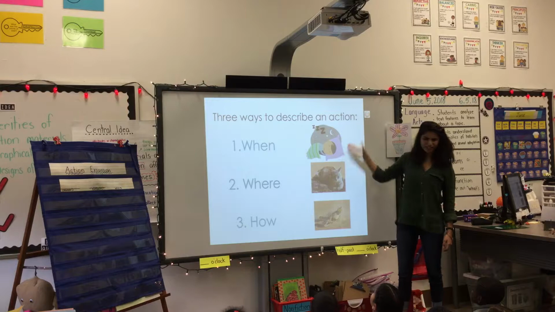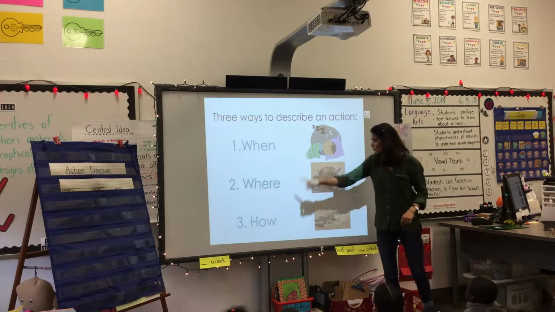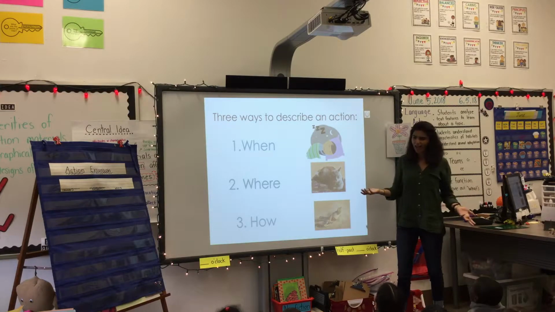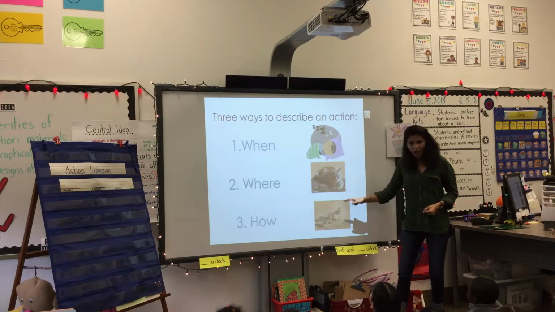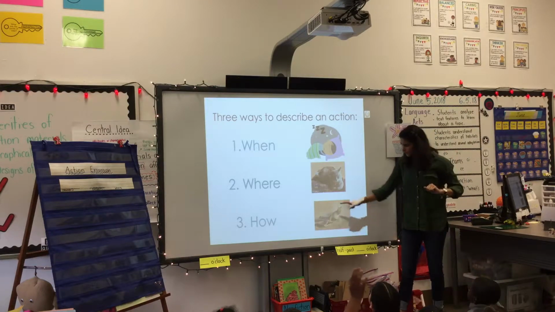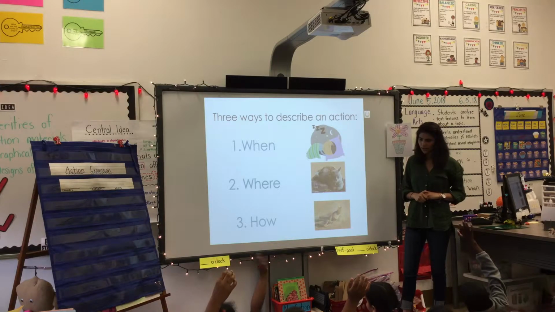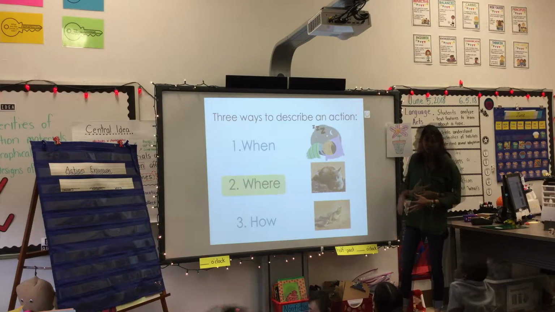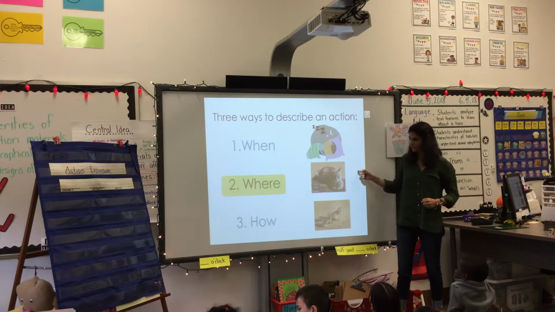When would this action be taking place? Night. Nighttime. Where would we say this action is taking place? In a house, on a cushion. And we can also describe an action by how. How can we describe its action? Running fast. But today we're going to focus on expanding our actions with where. We're going to just focus on the where part to make our sentences longer.